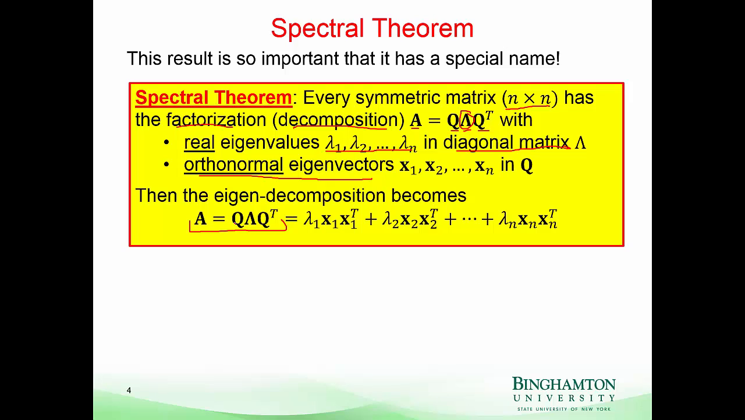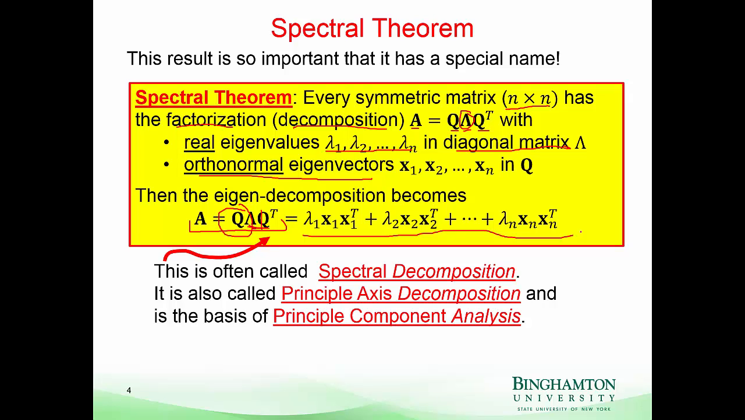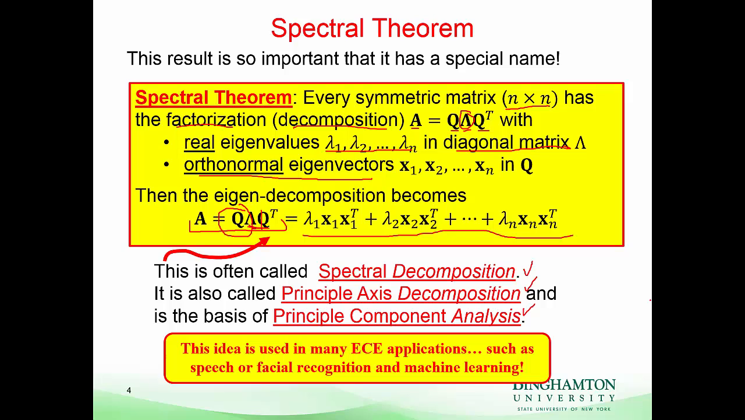But if we carefully think about what this is doing, if we think about multiplying the columns of this times the elements of this, and then multiplying times the columns of this, we can work out that it ends up looking like this. And this is a remarkable result. So this result is called the spectral theorem, and this decomposition is often called the spectral decomposition or the principal axis decomposition. And applying this idea is called principal component analysis, or principal axis analysis.